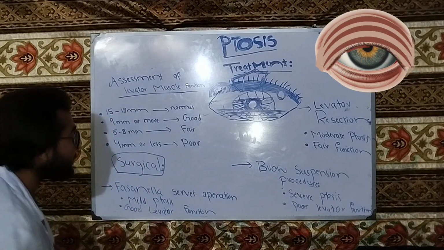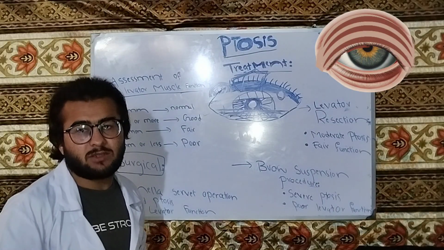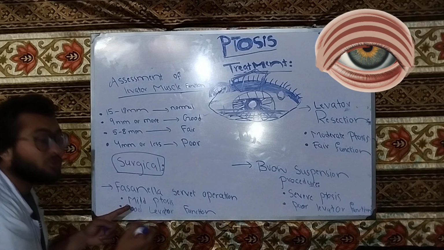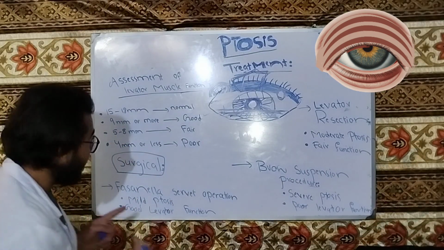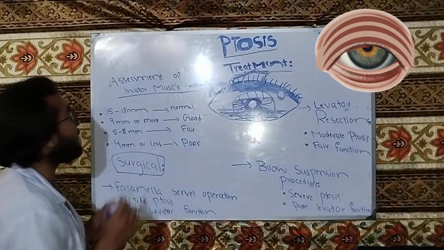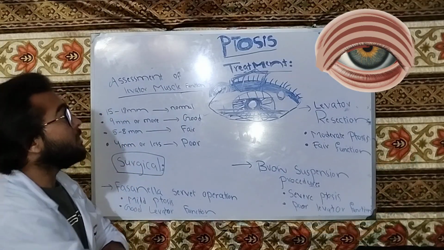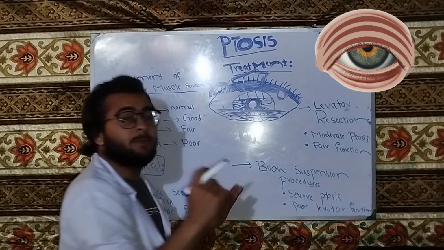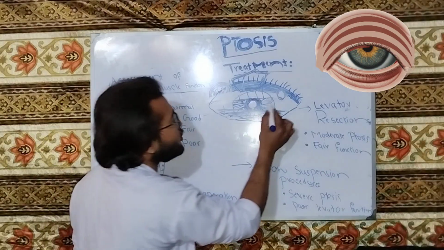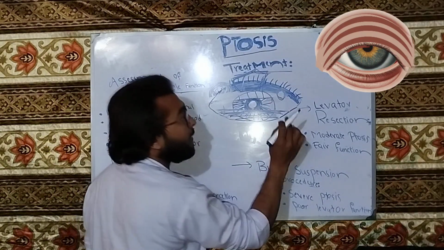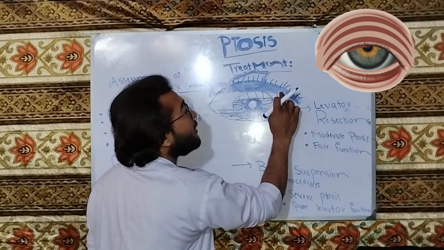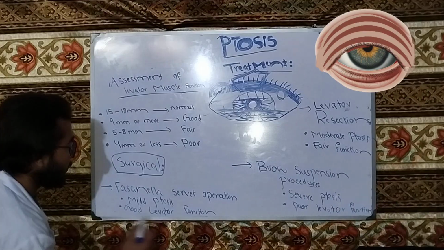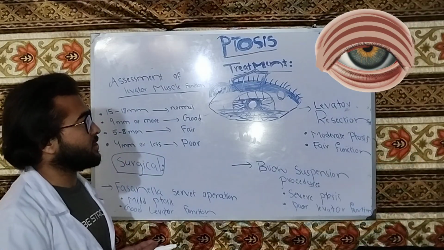The first surgical treatment is the Fasanella-Servat operation. This is indicated in mild ptosis, which is 1 to 2 millimeter, with good levator function, where the levator function is 9 millimeter or more. So what are we doing in this operation? We will excise a portion of the conjunctiva, a portion of the tarsal plate and the Muller muscle. So this is called Fasanella-Servat operation.